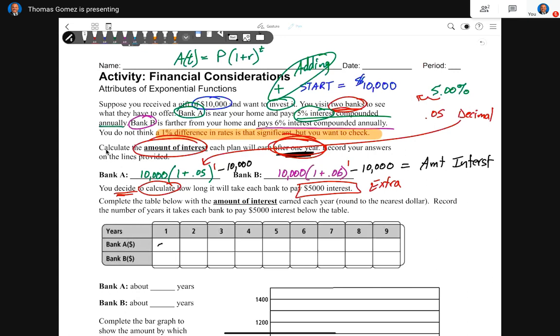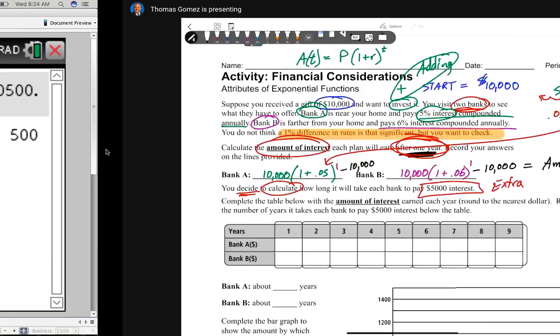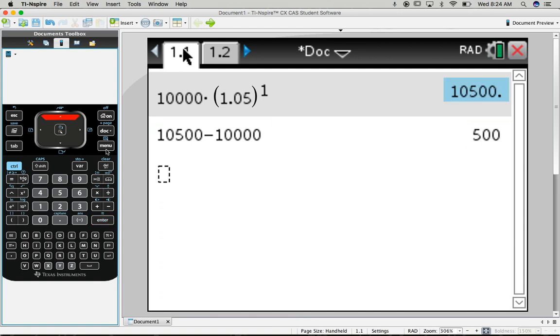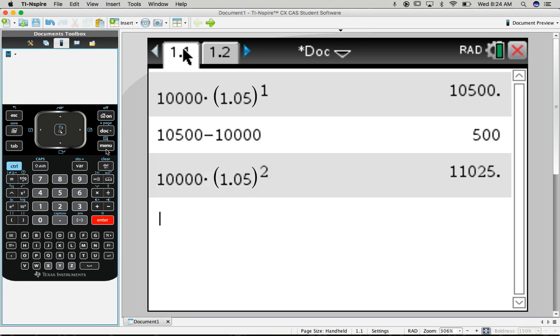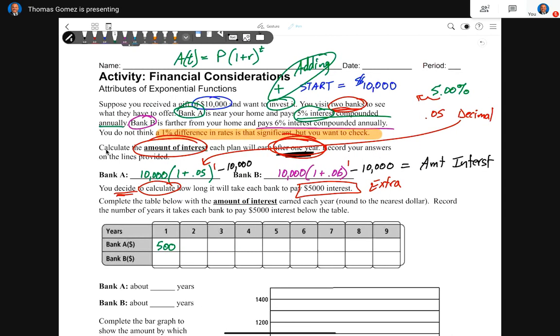Okay, so let me go ahead and leave that in green, just so that you can keep things organized. Okay, and if I wanted to know after 2 years, then I can come up here or type it all out all over again. I can change this to the power of 2. This is how much I now have in the bank. But if I subtract my original amount, we're going to subtract 10,000. It's now 1,025. Okay, so 1,025 is what I now have.